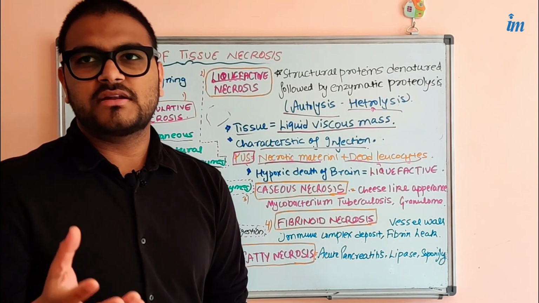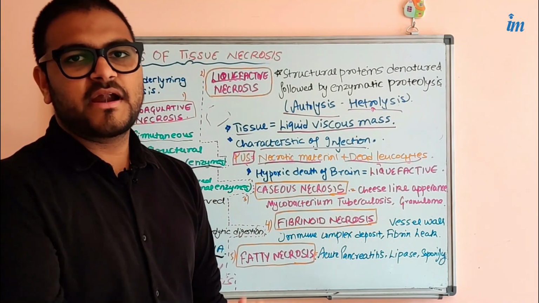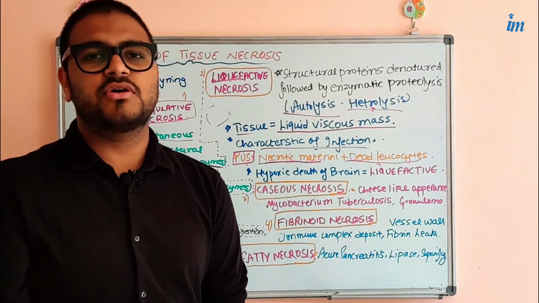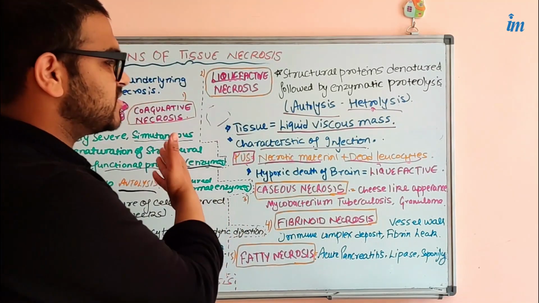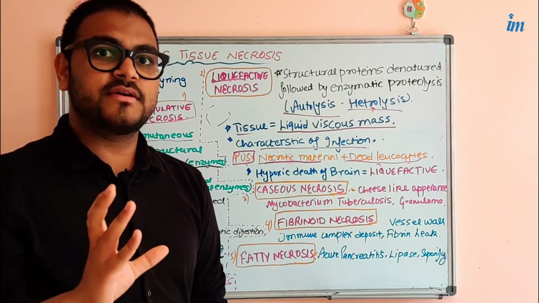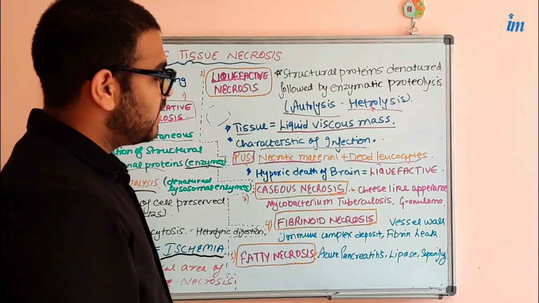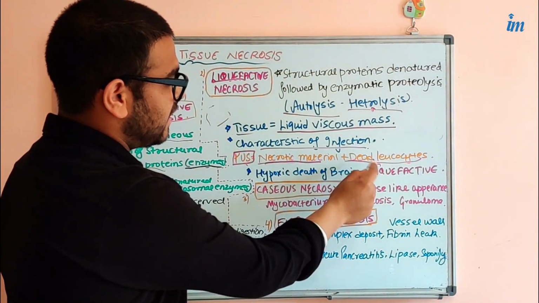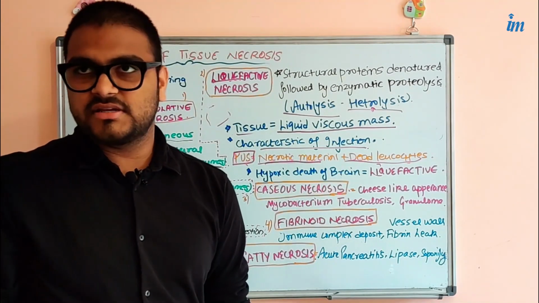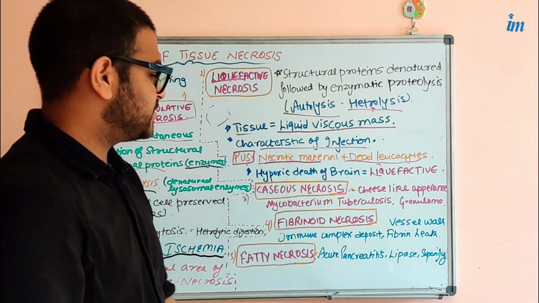If I ask you a question that brain tissue has undergone infarction, tell me the pattern of necrosis. Most of you will say that it is coagulative necrosis, because I just told you that infarction mainly causes coagulative necrosis. But in the case of brain, you should remember, the pattern of necrosis seen due to ischemia is of liquefactive type and it is not of coagulative type. The reason is not yet very surely known, but it is seen that it happens.